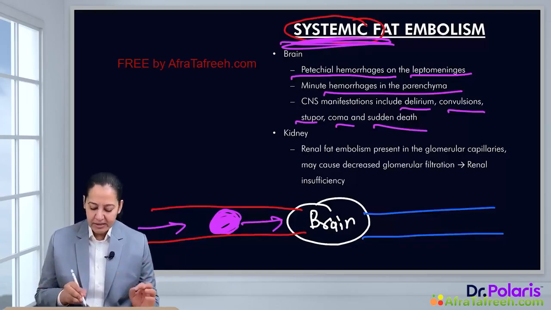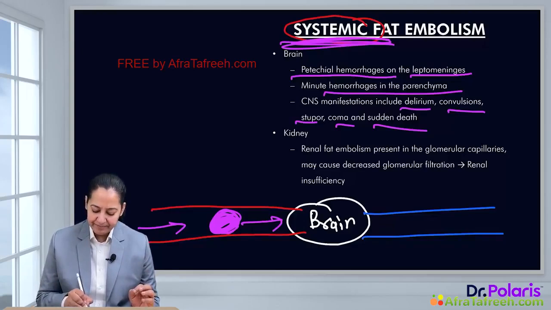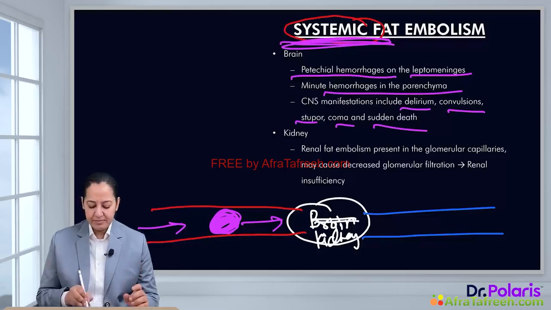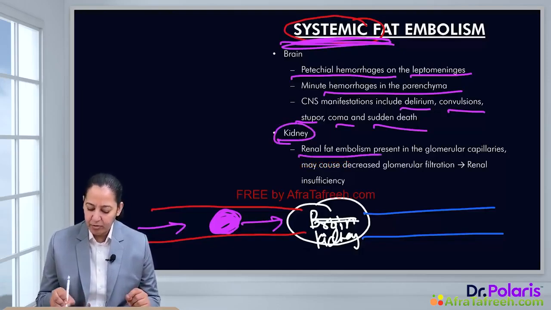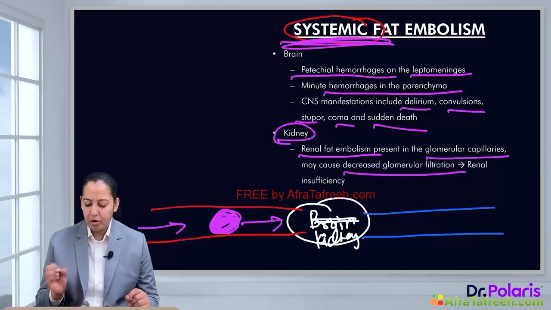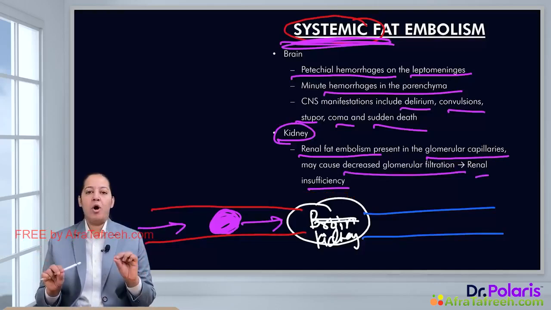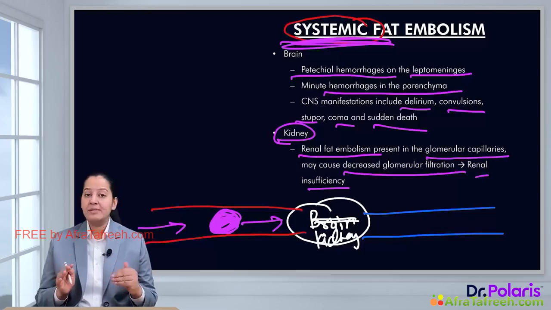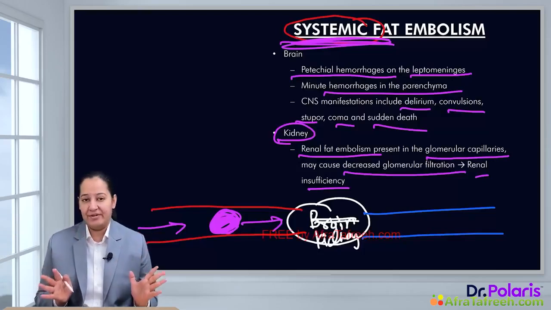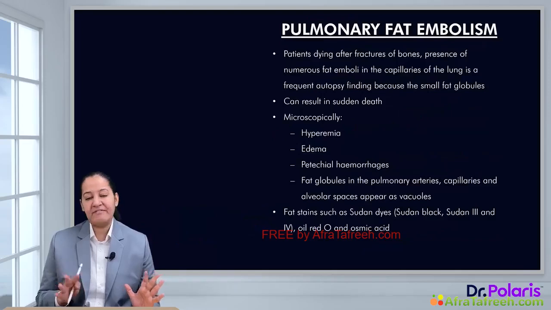Now, instead of brain, imagine if this organ is kidney. Then what are the symptoms? If it is kidney, then the symptoms can be renal fat embolism present in the glomerular capillaries causing decreased glomerular filtration. So it leads to renal insufficiency. So depending on the organ, that organ will have infarction and necrosis because the arterial supply, the oxygenated blood supply of that particular organ, is hindered. So that is the systemic fat embolism.